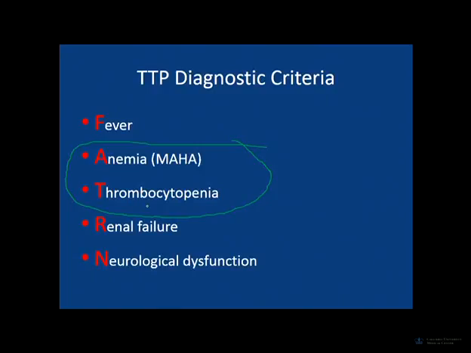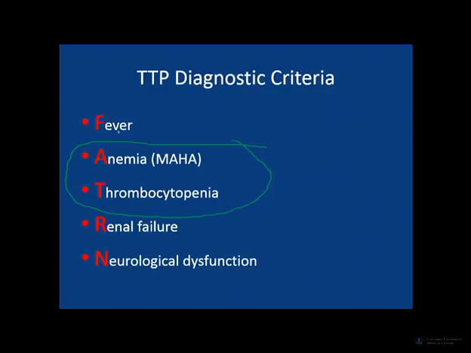Sometimes these patients are febrile. Sometimes these patients are confused and act like, or even are having frank strokes. Sometimes these patients have kidney failure. But you don't have to have the F and the R and the N. At minimum, you need to see these 2.